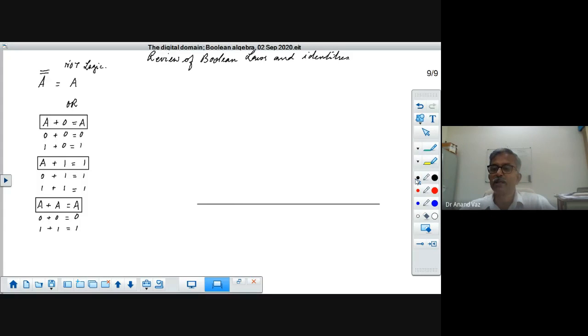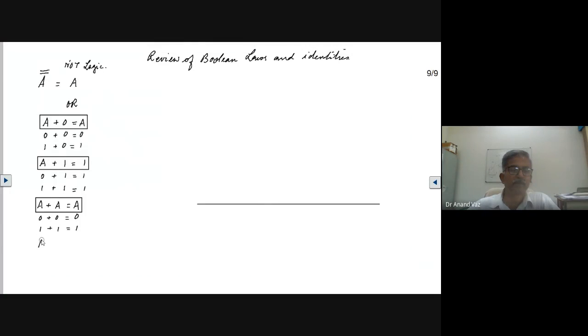We'll take one more identity, and that is A or complement of A. So this is going to be equal to what? If A is 0, and you OR it with complement of A, which is 1, the result will be equal to 1. If A is 1, complement of A will be 0 and the result will be 1. So A or A complement is going to give you the result as equal to 1. So this is another identity.